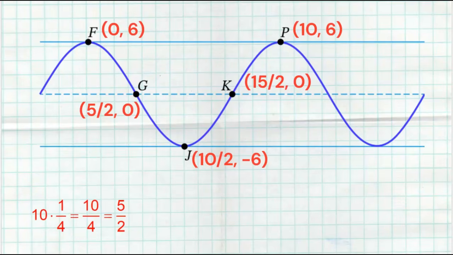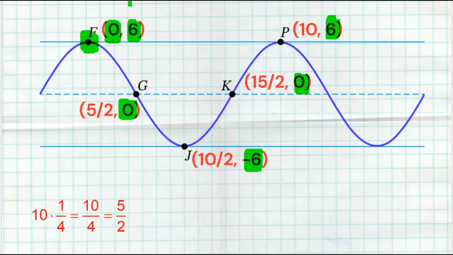So here is me walking through that. First, let's talk about the max and mins. Maxes are both at 6, mins at negative 6, which puts the midline at 0. Okay, that's pretty easy. Then remember, we started at 0 at the max. So this had to be that 0.